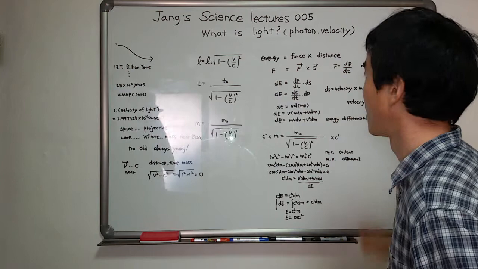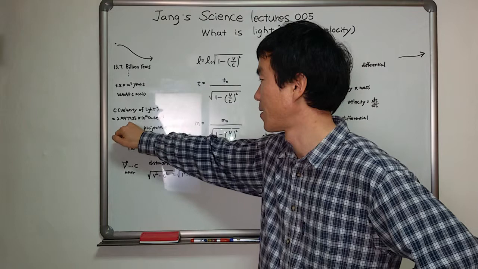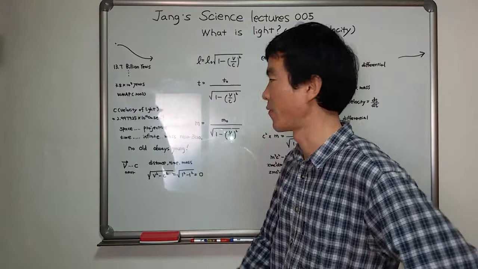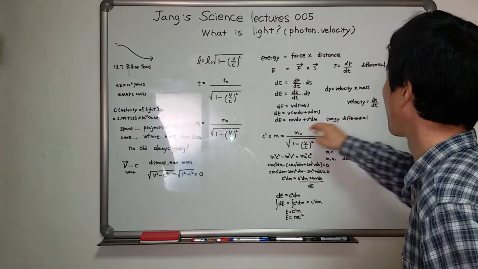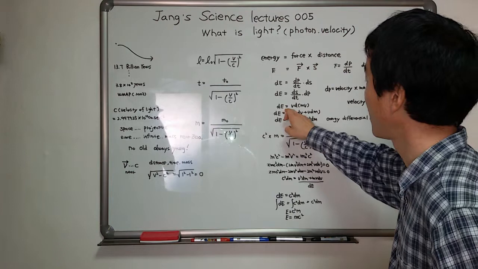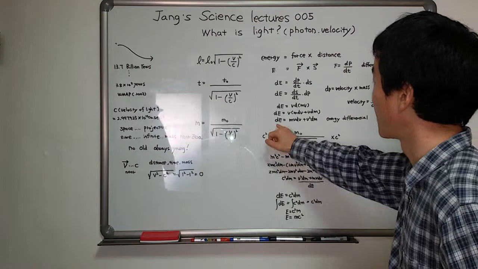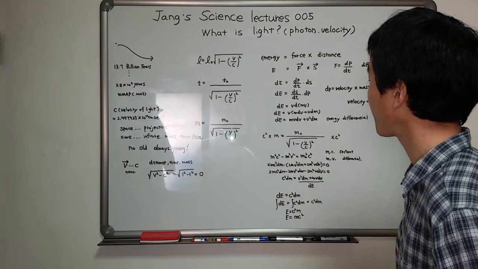Velocity of light is very fast, 2.9979 times 10^10 centimeters per second, very fast. Let me see: velocity is distance over time. dE is v dmv; grouping, dE is v d(mv), v square dm. The energy differential dE is here. This differential equation results in mass.